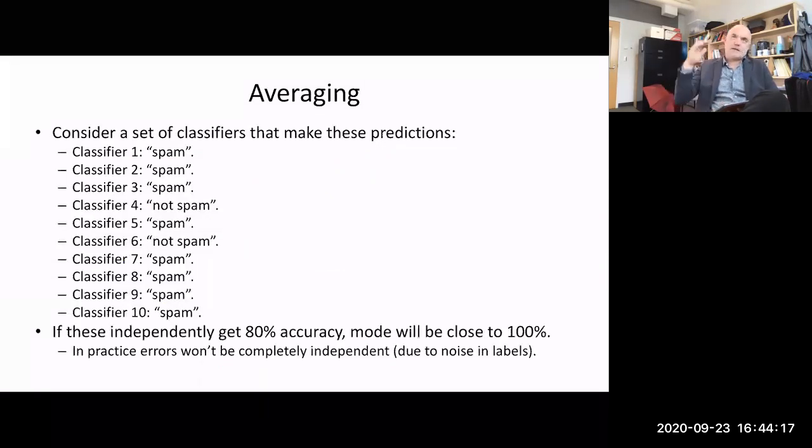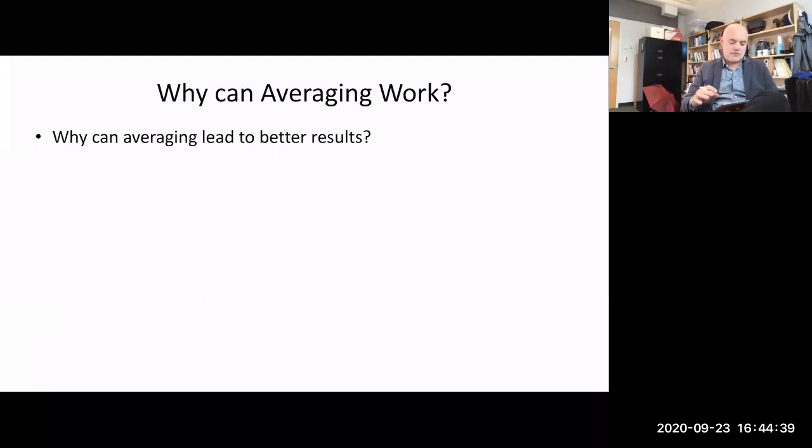So let's go back to the email example. We're classifying spam or not spam. We have 10 classifiers. If these independently get 80% accuracy, then if you choose the mode of the classifier output, the performance of this classifier will be very, very close to 100%. Now, of course, it's not exact, because the errors made by the classifiers aren't perfectly independent usually.